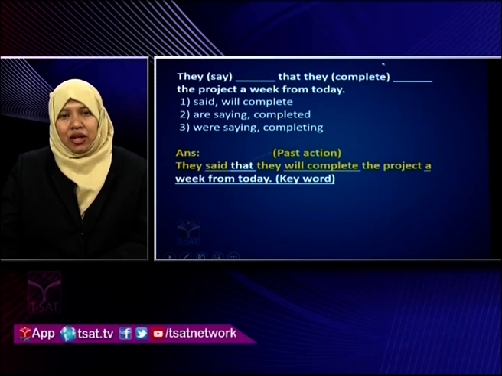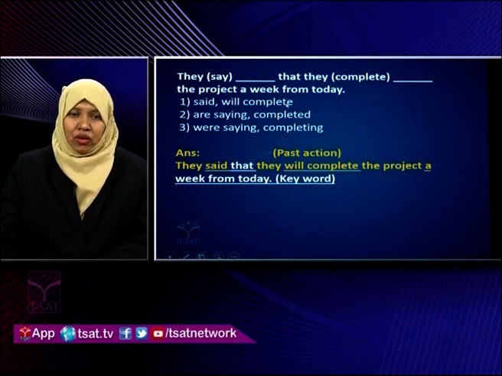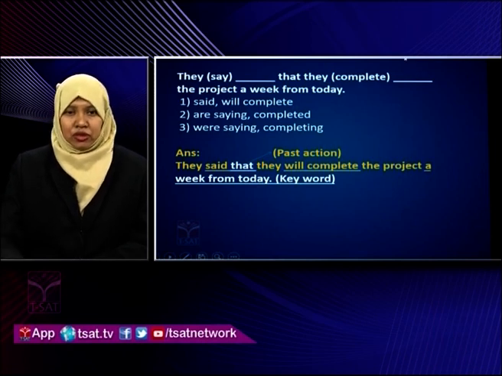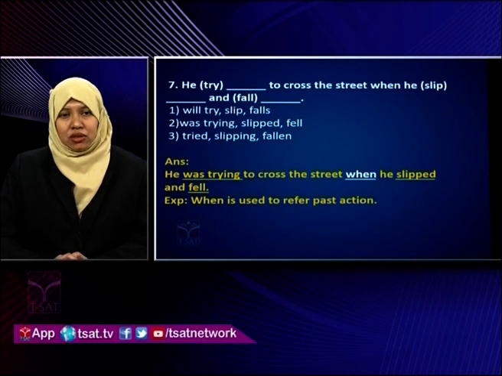The action did not happen. Here in the next part of the sentence, a week from today is a clue for you. That means they did not complete the project, they will complete. So the future form of the verb should be used. They said that they will complete the project a week from today. So the first part has simple past, and in the second part of the sentence you have simple future tense.